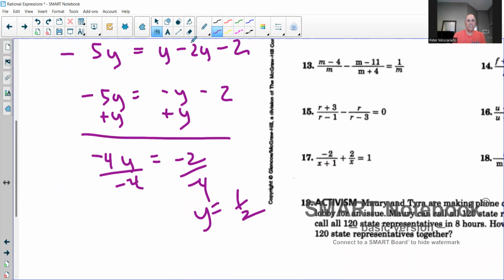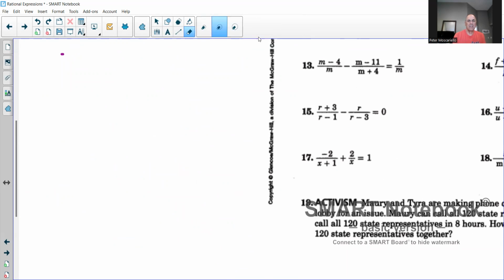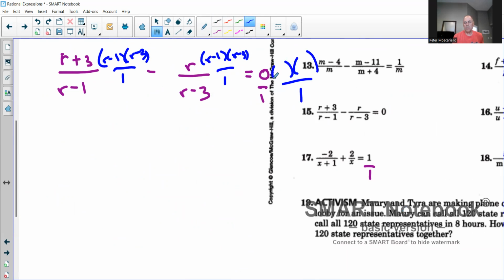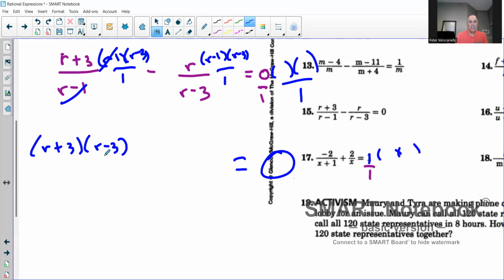How about number 15? R plus 3, r minus 1 minus r over r minus 3 equals the big 0. Just like in this problem here, 17, it's 1 over 1. I could make that 0 over 1 if I wanted. So here we go, r minus 1, r minus 3 over 1. And I should do it here too, but really 0 over there. If it was a 1 like here, then we would have to multiply it. But 0 times anything is 0. Cancel the r minus 1. And we have negative. Cancel the r minus 3, r times r minus 1. I had a little panic.